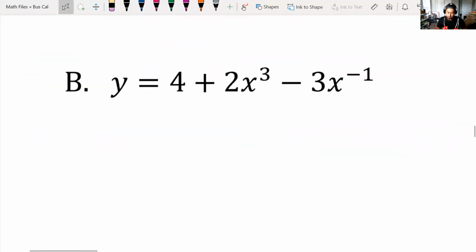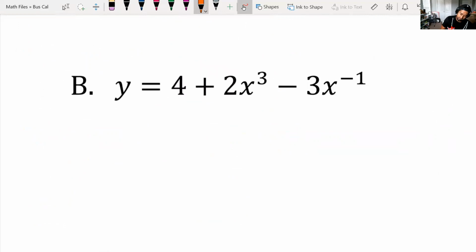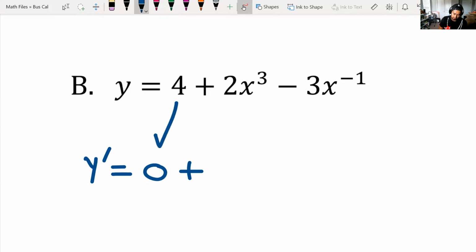All right, let's do it again. Okay, so for this one, y equals 4 plus 2x cubed minus 3x to the negative 1. All right, I assume we are professionals by now, so we can put all those rules together and make this one a real fast process. So we're going to say the derivative y prime. What is the derivative of 4? 4 is a constant. The derivative of any constant is 0. Plus, there you go, 0, right?